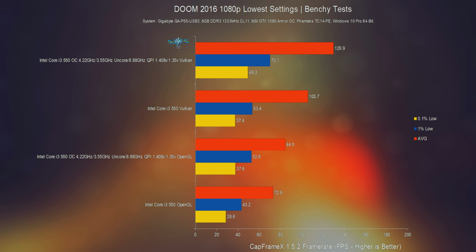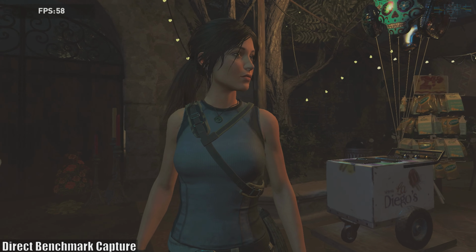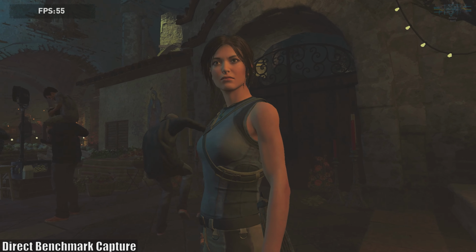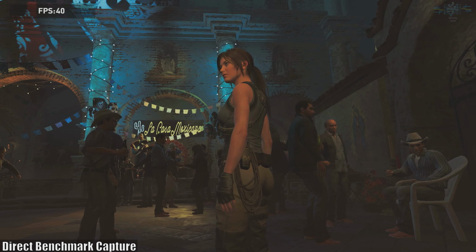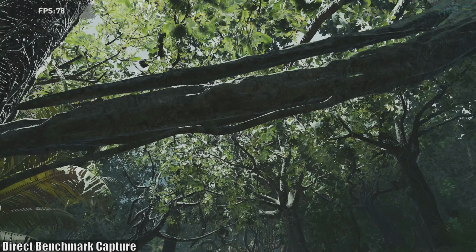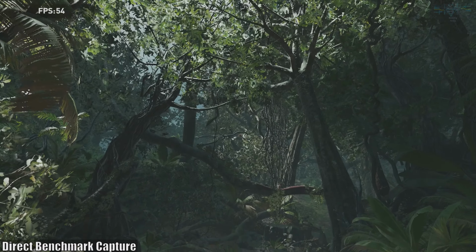Shadow of the Tomb Raider at 1080p with the lowest settings in DirectX 11 mode, as DX12 performs worse in our case, really doesn't run great at all on the 550, although to be fair it is the most CPU intensive game in the tests today. We're also using the game's built-in benchmark, so results may or may not vary compared to the actual gameplay.